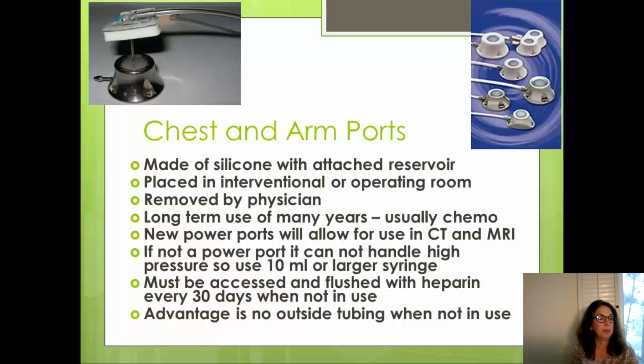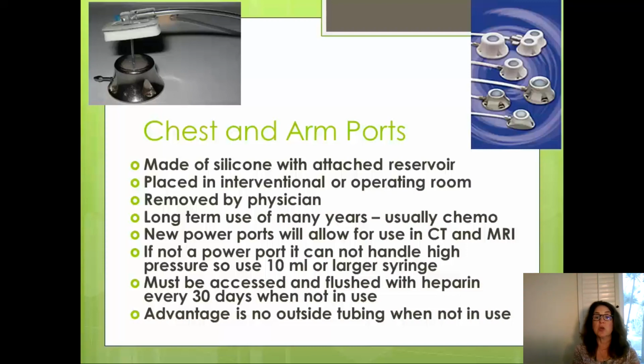And you can see in the picture up here in the corner, that's what they call a Huber needle. You need a special kind of needle to insert. So this silver thing you're seeing here would be under the skin, and here are several examples of them. And this is a needle that would be on the outside. Sometimes it looks like a squared-off needle, or one with a pad. So you're injecting just through the skin into it. It's made of silicone with an attached reservoir.